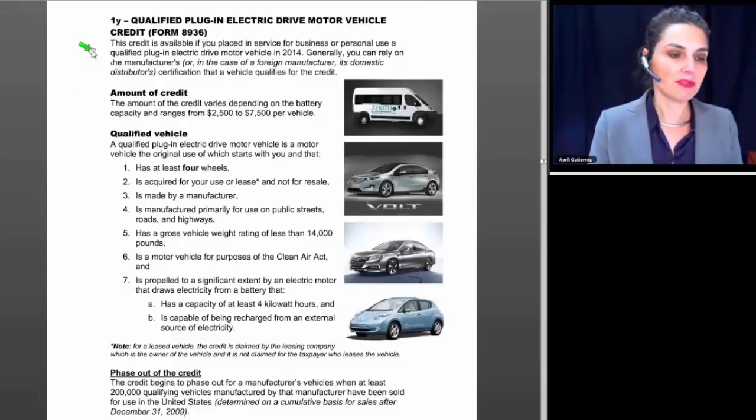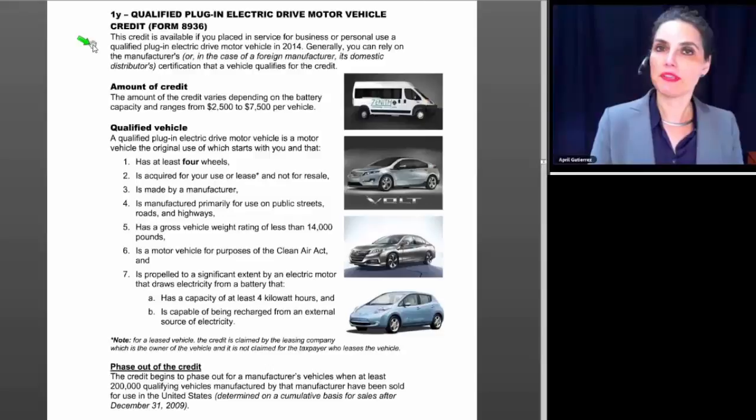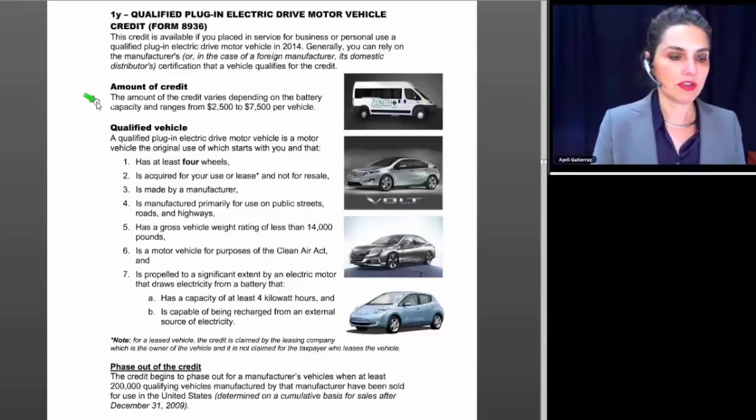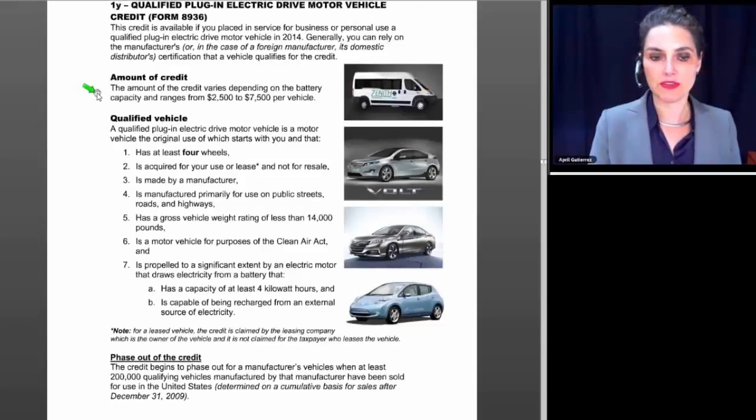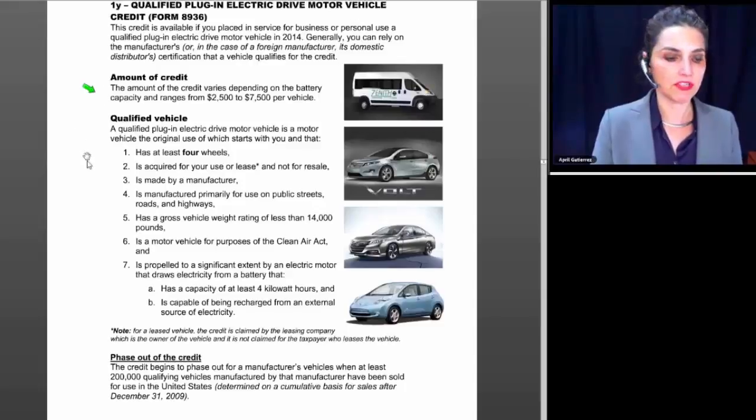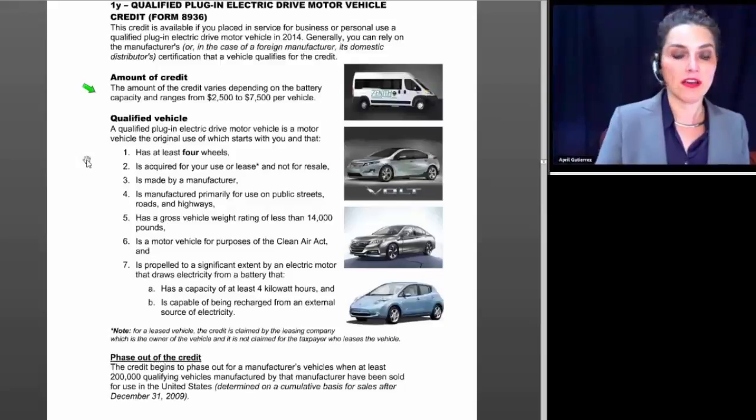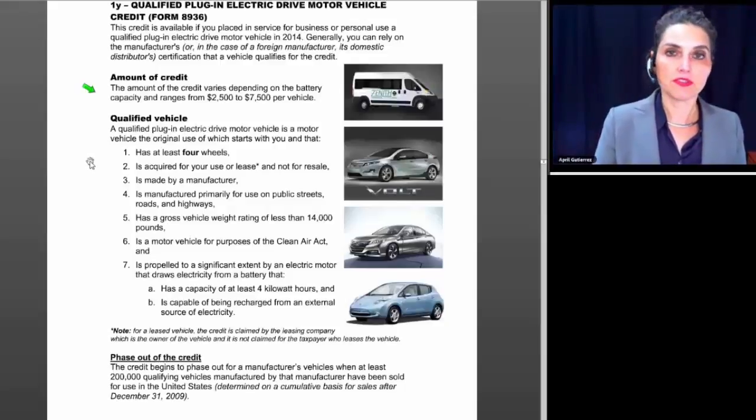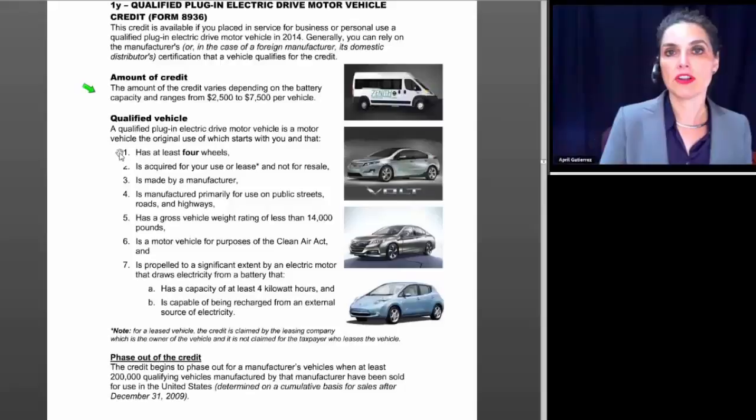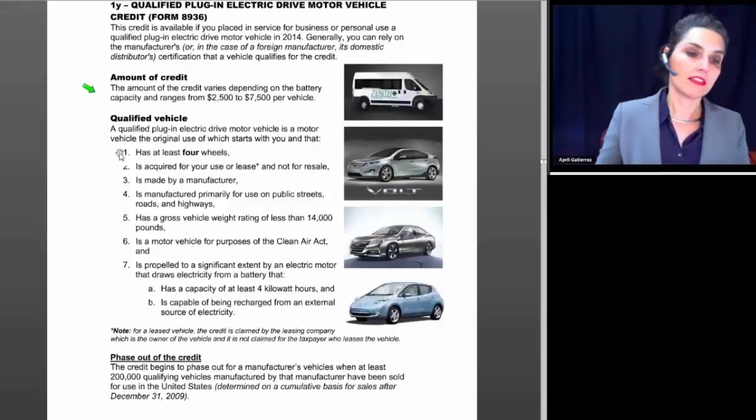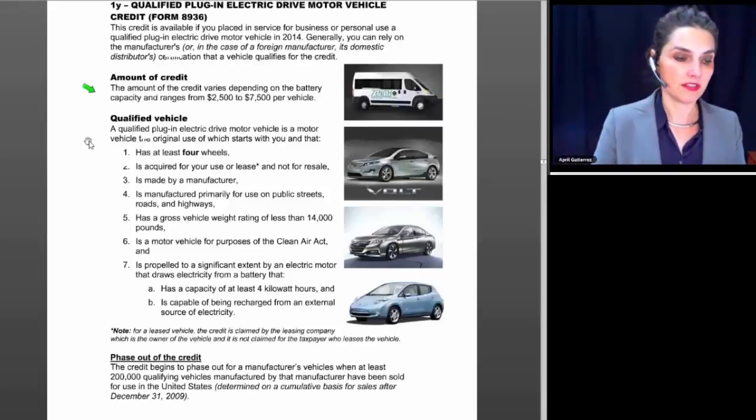The credit is available if you placed into service for business or personal use a qualified plug-in electric drive motor vehicle in 2014. Generally, you can rely on the manufacturer's certification that the vehicle qualifies for the credit. How much is the credit? Well, it varies anywhere from $2,500 to $7,500 depending on the vehicle that you purchase, and really it has to do with how far that vehicle will travel on a charge. Some vehicles travel a relatively short distance on a charge, and so they get a smaller credit than other vehicles that will go a longer distance on a charge.